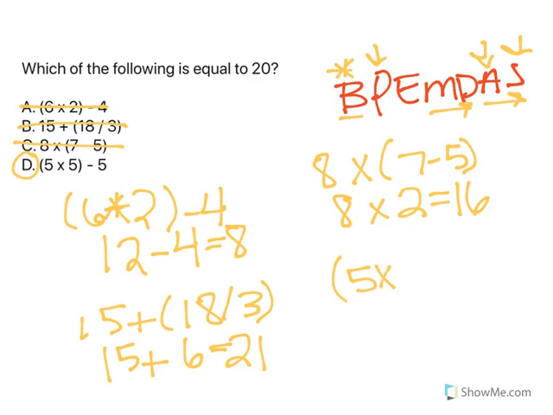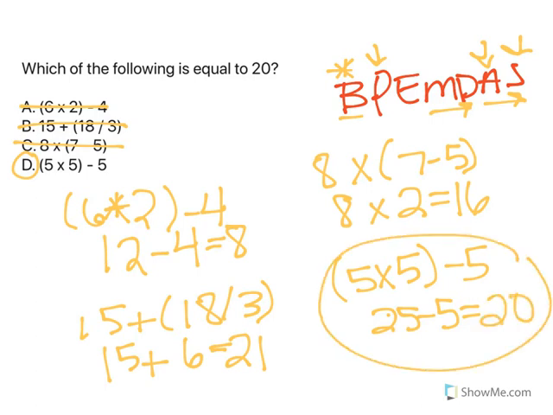So just to double check and verify that D is correct, we're still going to do the operation. It's not going to take us long. So again, we need to do what's in the parentheses first. 5 times 5 is 25. And then 25 minus 5 is 20. So yeah, we're right. Our answer is D.